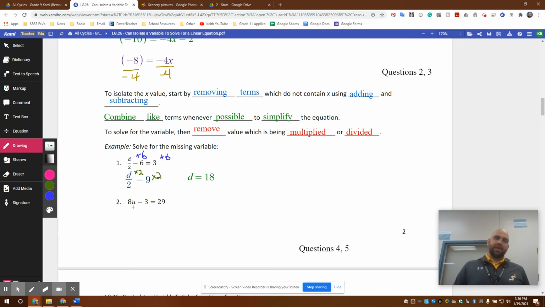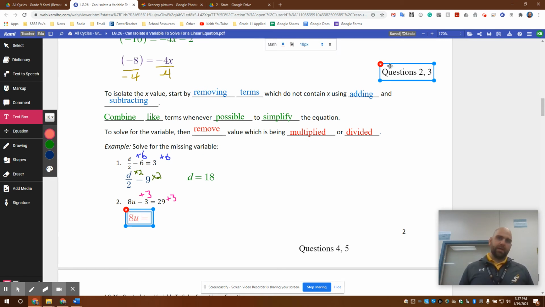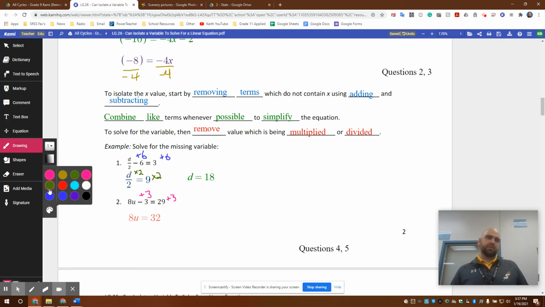The next one here, we have 8u minus 3 is equal to 29. Again, we have this number which is being subtracted. So the first thing that we need to do is get rid of it on the left-hand side and move it to the right-hand side by doing the opposite operation. Again, the key is always to be doing the opposite operation to what is given. When we do this opposite operation, we're going to be left with 8u on this side, and now 29 plus 3 is 32. Now we're down to a single operation that needs to be done, and so this should look familiar to what we have seen in the past.